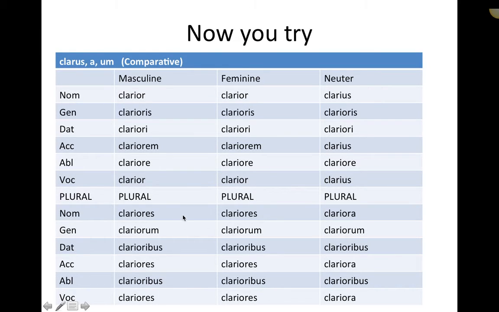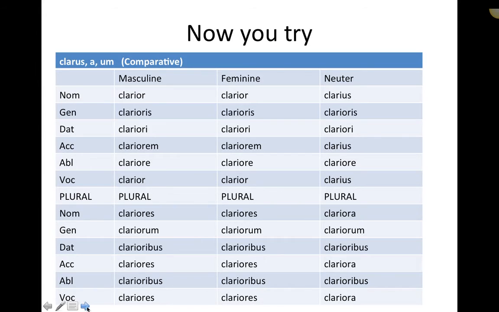Then when you get down to the plural, you have es, ium, ibus, es, and then in place of the es for neuter, you have the a. So that's what a comparative should look like. Come talk to me if you have some questions.